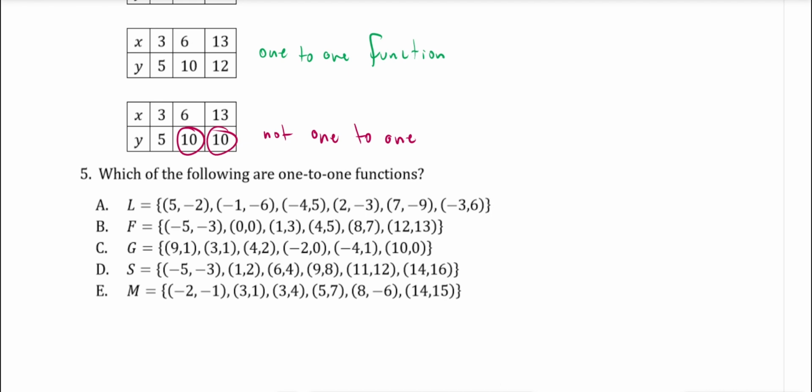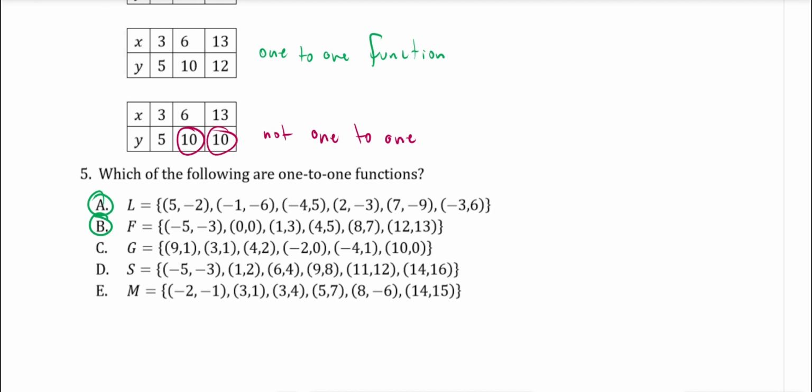So here we have x values 5, -1, -4, 2, 7, 3, -3, no repetition there. And what about our y values? -2, -6, 5, -3, -9, and 6. So this one has no repetition of x or y. It is a one-to-one function. Likewise with this one, we got -5, 0, 1, 4, 8, and 12. None of those repeat for x, so it's a function. -3, 0, 3, 5, 7, and 13. None of those repeat for y, so this is a one-to-one function.